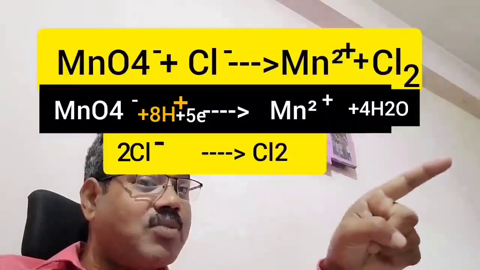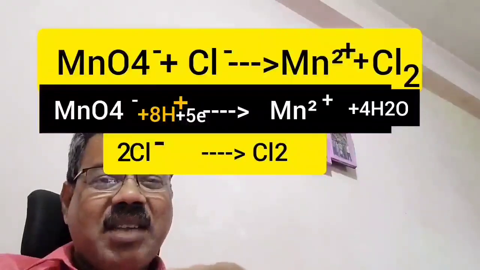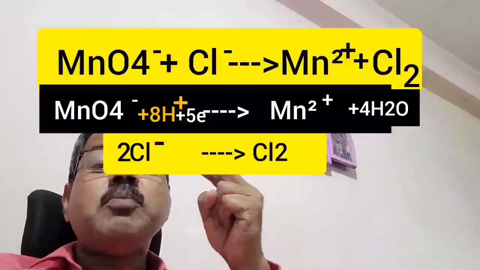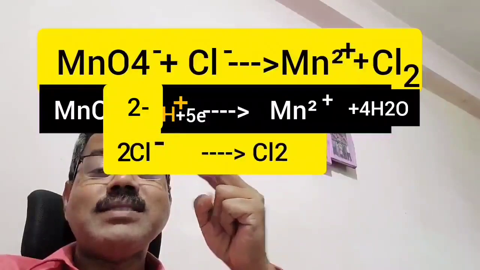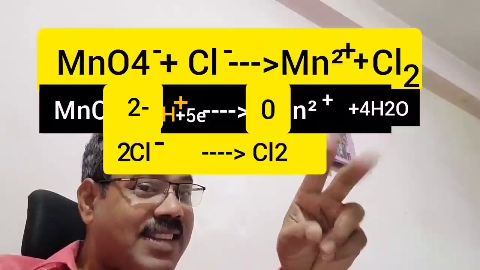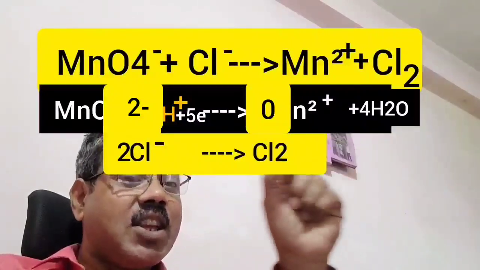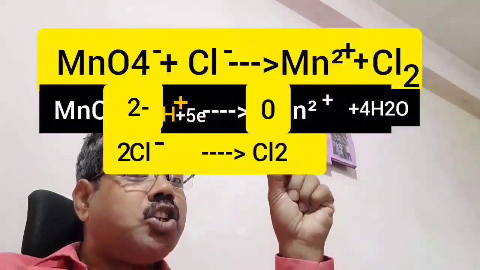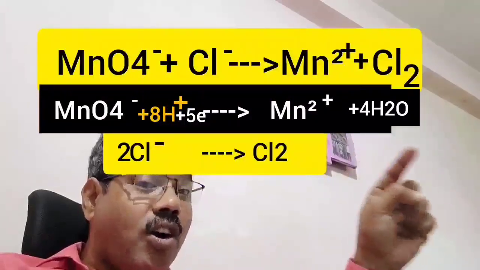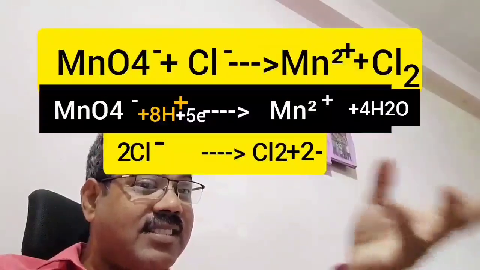So the number of chlorine atoms are balanced, but the charge is not balanced. You see on the left hand side the charge is 2 minus, 2 minus, 2 minus, but on the right hand side the charge is 0. So it is not balanced. To balance the charge on the left hand side and right hand side, you have to add 2 negative charges on the right hand side. When you add 2 negative charges on the right hand side, the charge will be balanced.